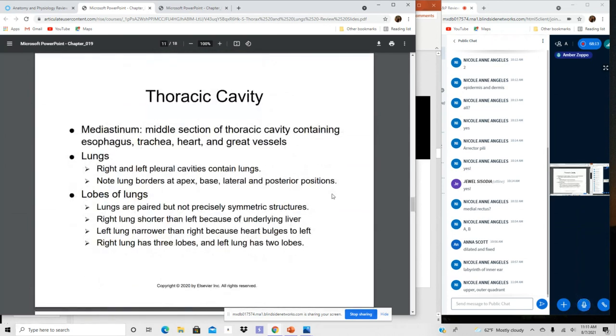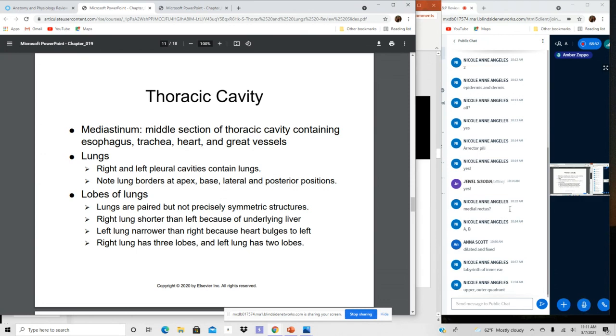The thoracic cavity contains the mediastinum, which is the middle section of the thoracic cavity, which contains the esophagus, trachea, heart, and great vessels. The lungs are in the right and left pleural cavities. Note the borders at the apex, base, and lateral and posterior positions. Now, there are different lobes of the lung. They're paired but not symmetrical structures. The right is shorter than the left because of the underlying liver. And remember that the left lung is narrower than the right because the heart is to the left.